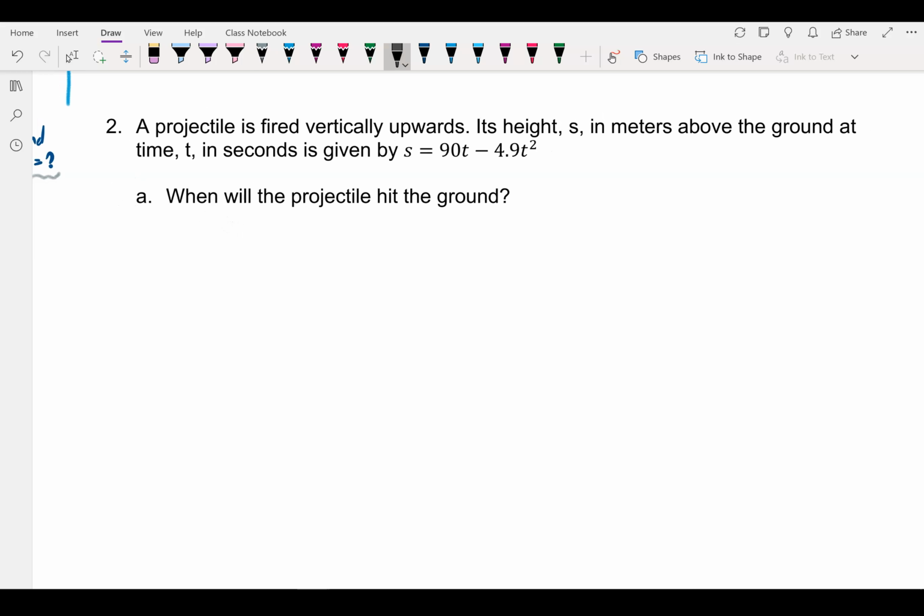So first things first, when will the projectile hit the ground? The projectile hits the ground when the height is 0. So there is no distance in the air. It's not in the air anymore. In other words, that means that our s is 0.